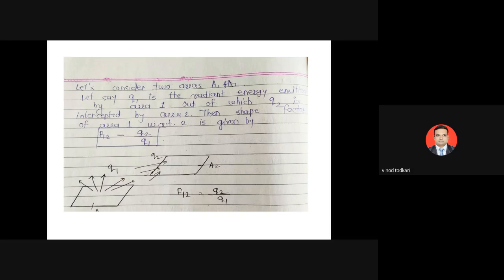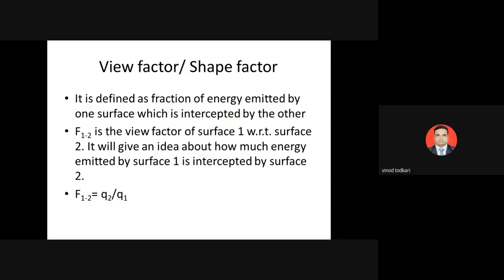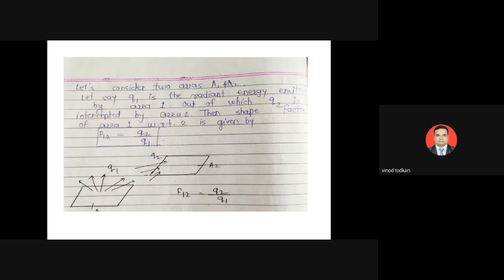F12 is shape factor of 1 with respect to 2. What is F12? View factor of surface 1 with respect to 2. In all reference books, this shape factor is called view factor. In some of the books, it is also called shape factor. So I have intentionally written both names, view factor as well as shape factor. So is this concept clear to you? I believe that this concept is clear to you. F12 is equal to Q2 upon Q1.